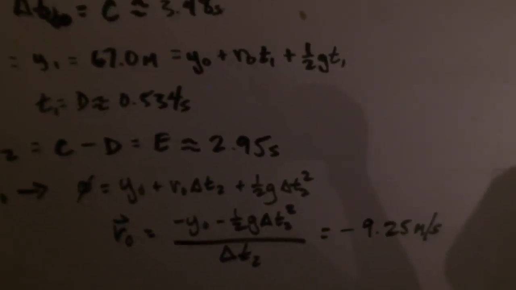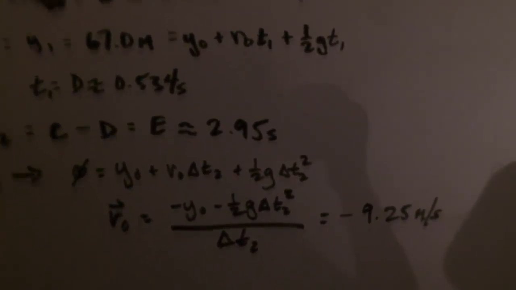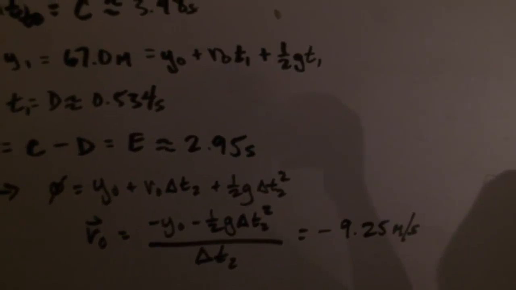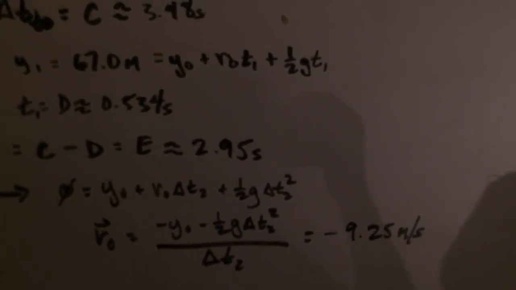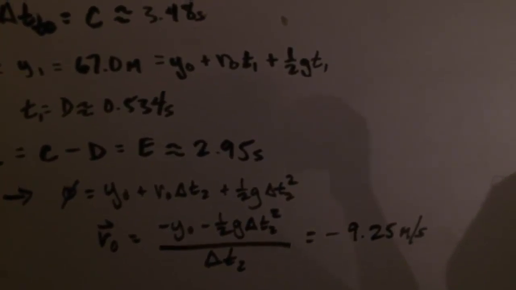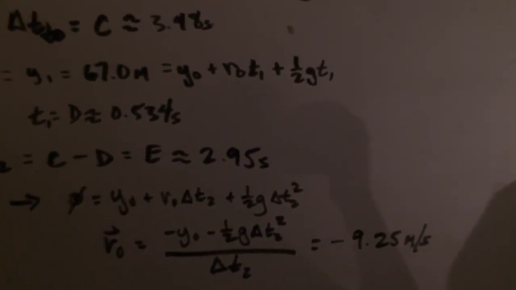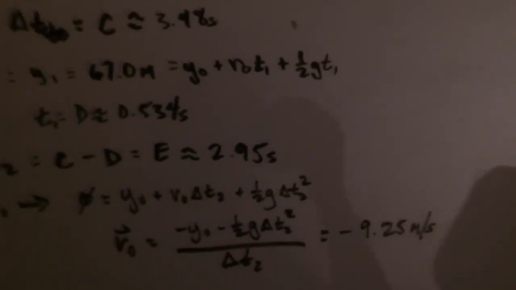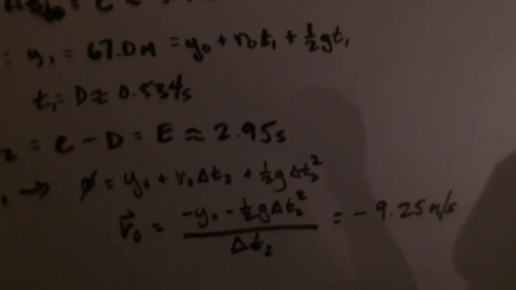Solving this for v0, we end up with negative 9.25 meters per second. We know we're throwing our object in the negative direction, so this answer fits. You can back check it, but yeah, that's it. Thank you.